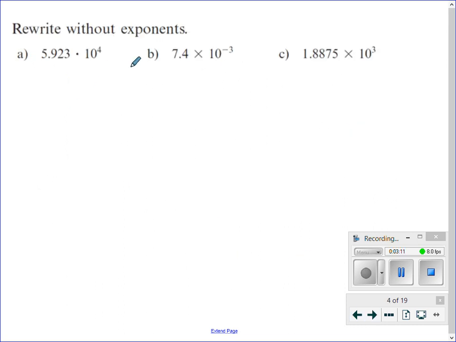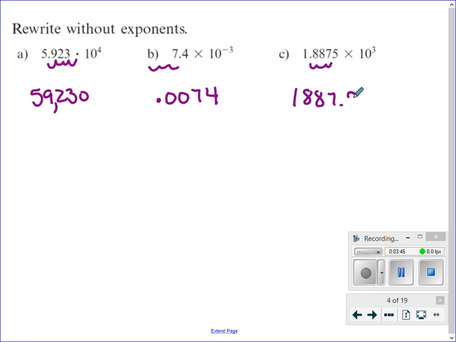Let's write these without exponents, so rewriting it as a normal number. This 4 is positive, so we're going to move it right, 1, 2, 3, 4. So we get 59,230. The commas help keep place because you put a comma every 3 numbers. This is going to be negative 3, so we're going to move it left. It's going to become a decimal, 0.0074. Positive 3 is going to be a bigger number, so we're going to move it right, 1, 2, 3, 1887.5. Okay.